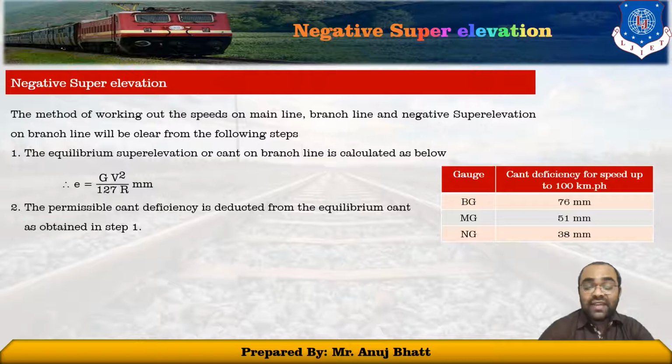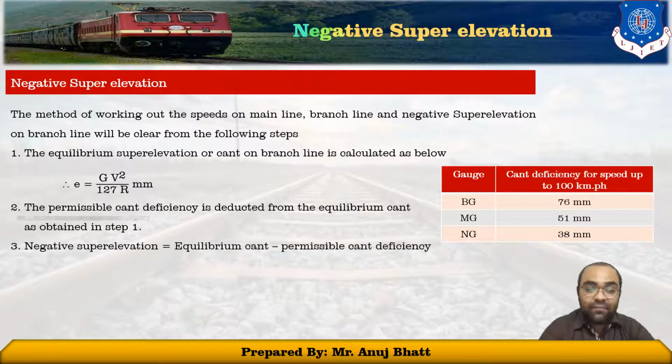And that equilibrium cant we have already obtained in step number 1. So now the second step that we have to follow is to deduct the cant deficiency from the equilibrium cant. Now the thing that you have to remember is that at a particular gauge distance, the cant deficiency for a particular speed limit, that is up to 100 km/h, has already been defined. So that is 76 mm for the broad gauge, 51 mm for the metre gauge, and for the narrow gauge that is 38 mm. Okay, so keep this in mind.